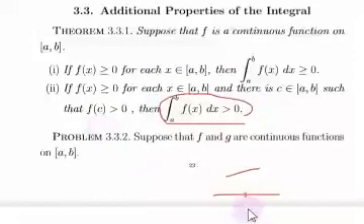This is your point C, and you can find a delta gap. So this gap is delta. You can find a delta such that the function is positive, remains positive.